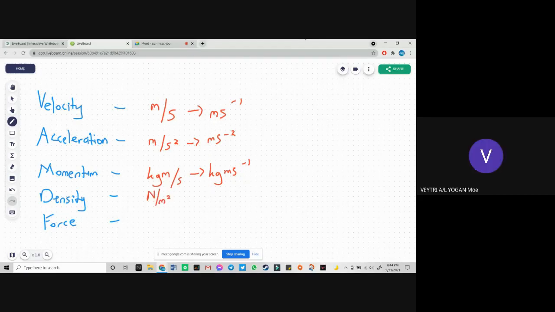Okay. Now, what do I mean by basic? What is Newton? What is the unit for Newton? Force. Okay. Force, what is the SI unit? kg ms -2. Now, kg ms -2 per m square gives kg m -1 s -2. Is this the unit for density?